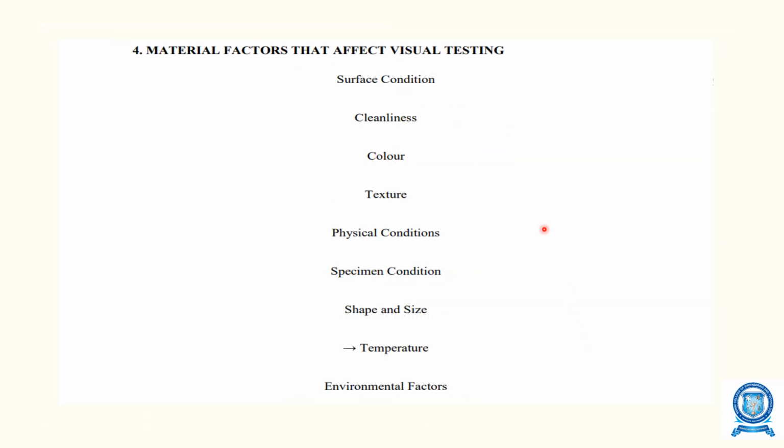And the material factors that affect visual testing: visual testing is nothing but another kind of testing by examining the material with our naked eye. Okay. So for that we have to prepare the specimen. The first step is to clean the specimen. Then, in case it is a dye penetration test, you have to inject the color. Then we have to identify the tester, physical conditions, specimen conditions, and shape and size of the test.